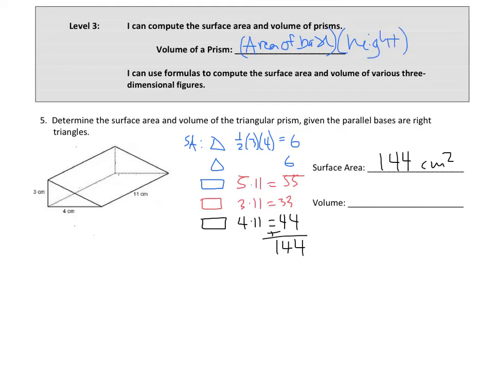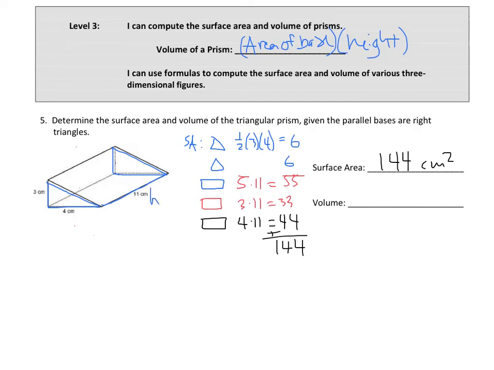Now remember, the base is the two congruent figures, so those triangles are the bases of the prism. The height is the line connecting them. So 11 is our height.